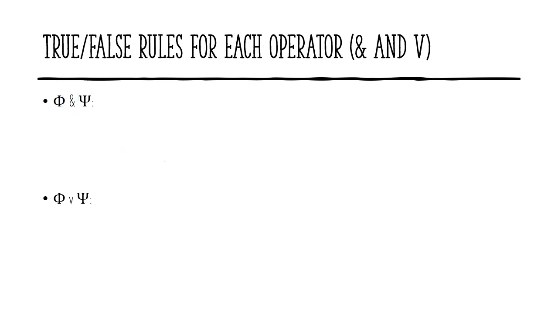So what makes an ampersand true? An ampersand is true if the phi is true, so if the left side is true, and the right side is true. I'm going to give you an example that makes this pretty clear as to why this is the case.